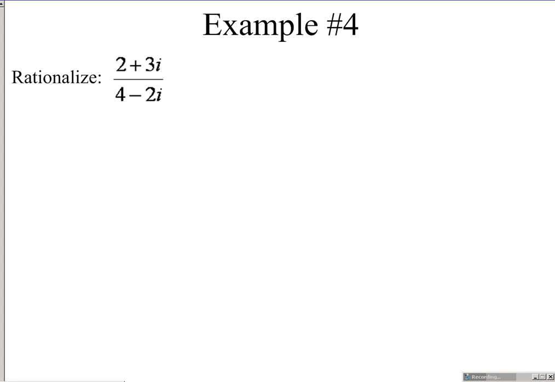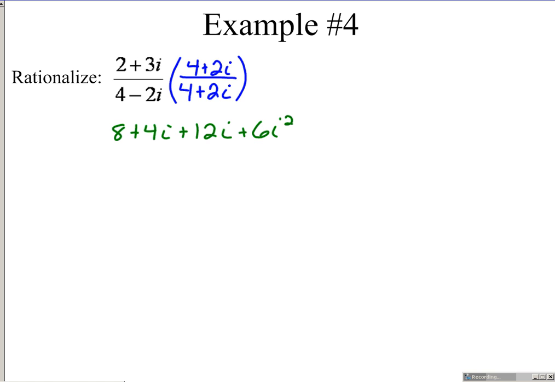Rationalizing. It's important that you remember that an i is a square root. So down here in the denominator, that's like having a square root, so we need to rationalize this. How do we rationalize when we have two terms? You multiply by the conjugate. 4 plus 2i over 4 plus 2i. Go ahead and FOIL out the top. When we FOIL out the top, we get 8 plus 4i plus 12i plus 6i squared.